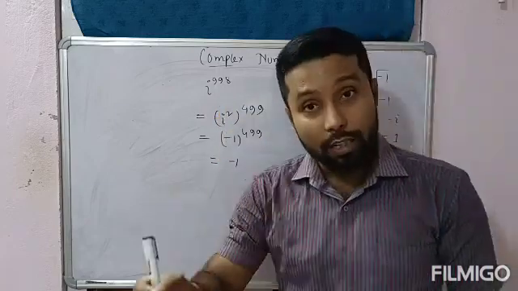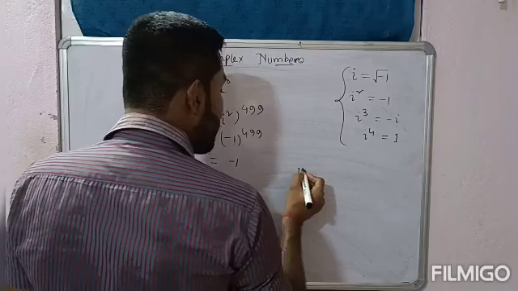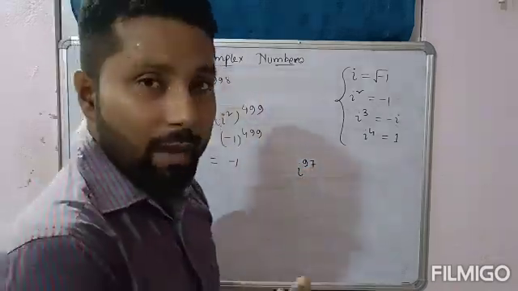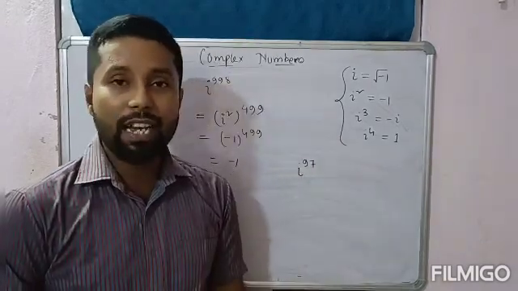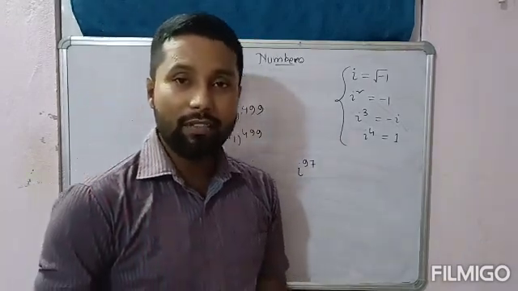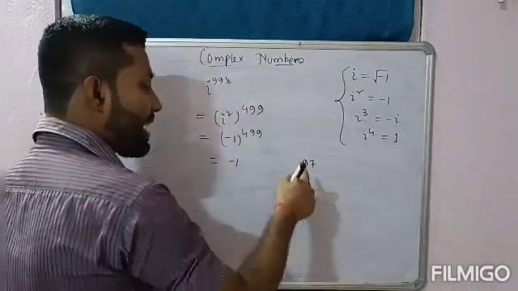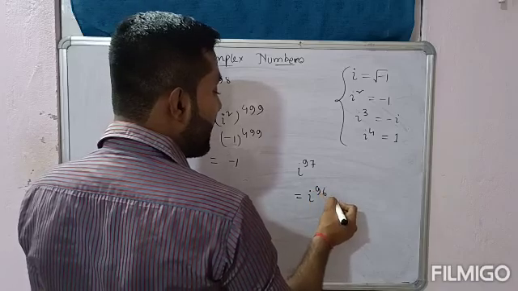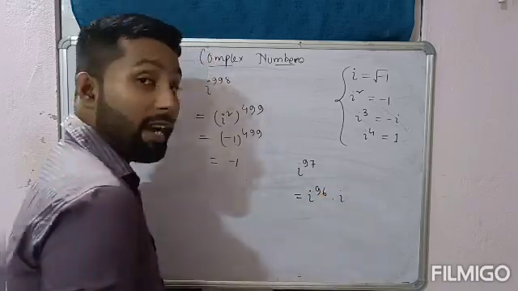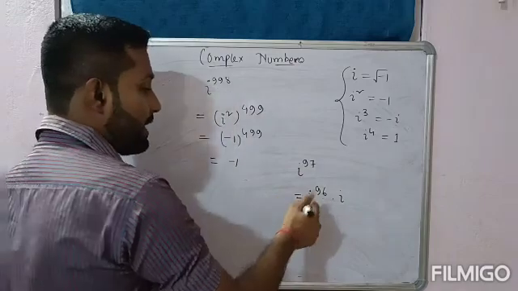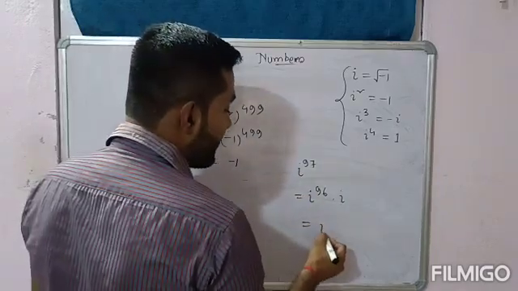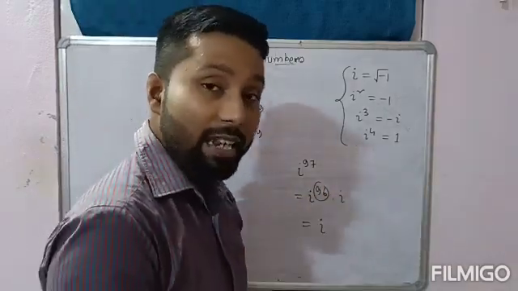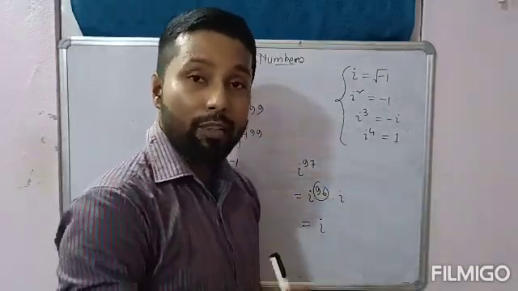But if it is odd, let us take another example. Say i to the power 97. Here it is clearly visible that the given power is odd, 97. So if the exponent is odd, then first make it even. So 97 can be written as i to the power 96 into i. So i to the power 96, now the power has become even. First you make it even, then you divide the number by either 4 or 2.